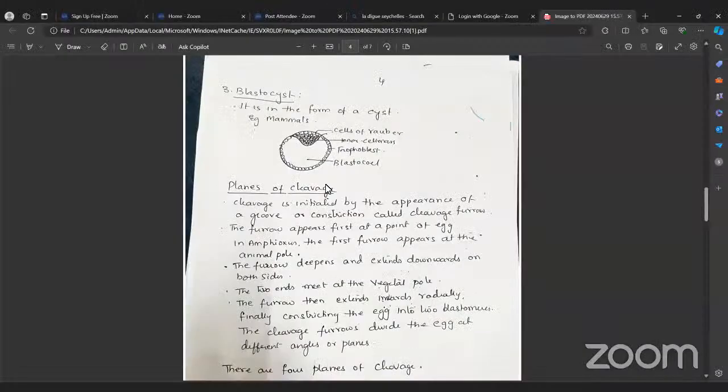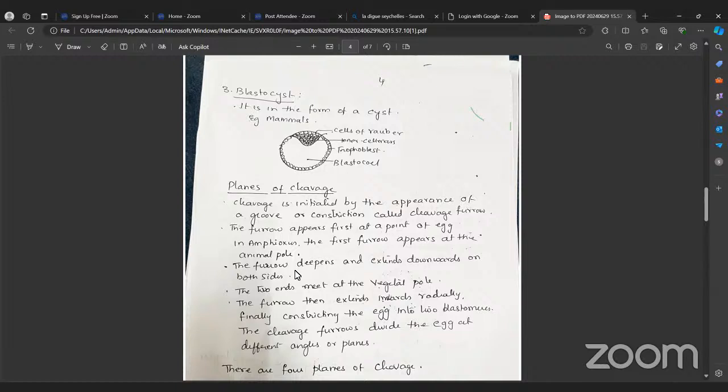When the cleavage is developing, slowly there will be a furrow formation. The cell will undergo a slight depression, and the depression will go deeper and deeper inside, leading into a small constriction, penetrating deeper inside, downward from one axis to the other axis of the egg.